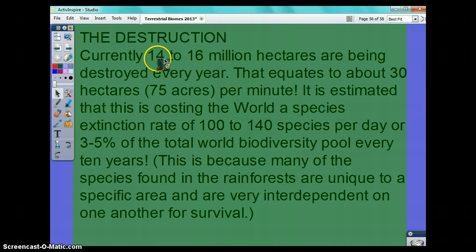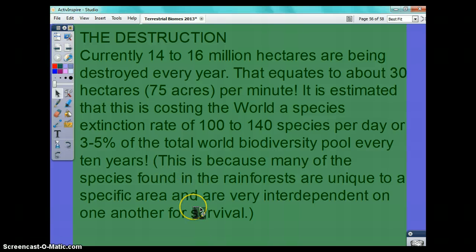And I want to leave you with how much is being destroyed. I know you guys mentioned this in your presentations. Currently, 14 to 16 million acres are being destroyed every year. This is about 30 acres per minute. It's estimated that it's costing the world a species extinction rate of 100 to 140 species per day, and 3 to 5% of the total world biodiversity pool every 10 years.